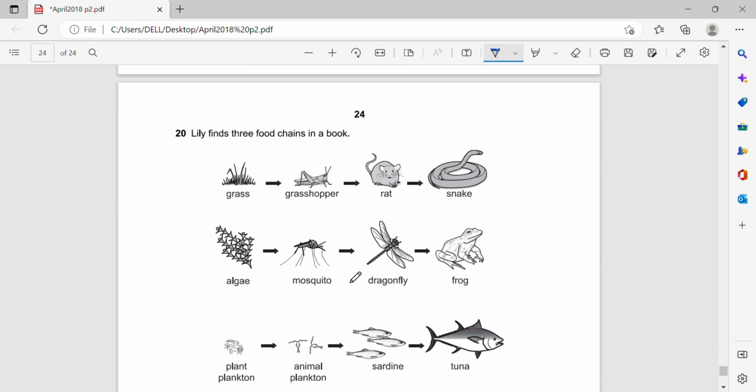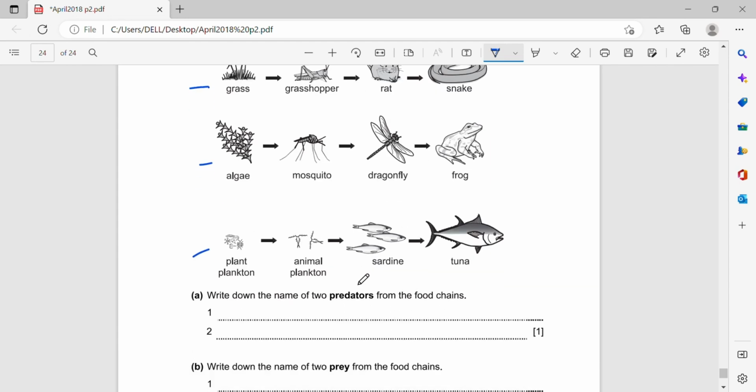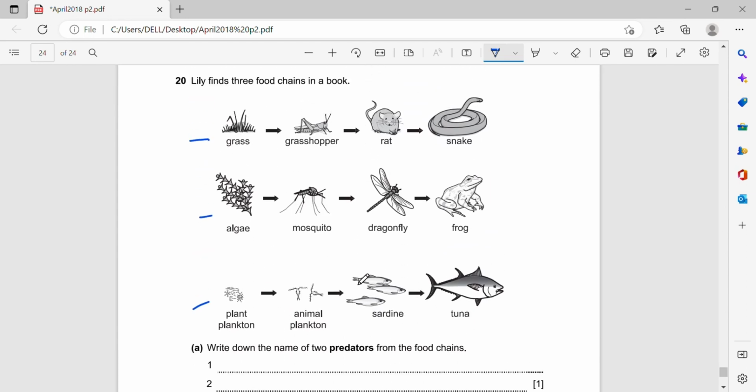Question 20, and this is actually the last question. Here I have 3 food chains in a book. Lily finds 3 food chains: the first one, the second one, the third one. Write down the name of 2 predators from the food chains. Who are the predators? The predators are who here?